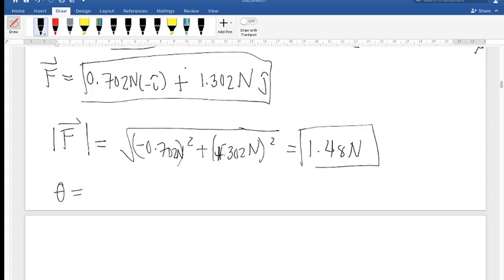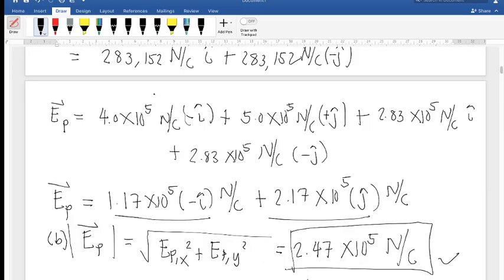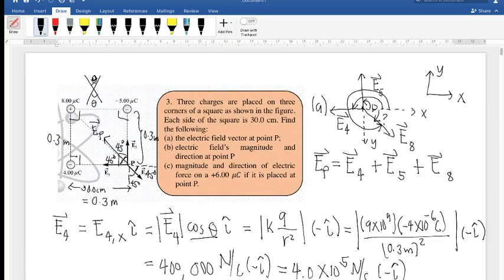Then its vector should be located in quadrant 2. Located in quadrant 2, so its angle must be between 90 degrees and 180 degrees. That is where our quadrant 2 is located. So if it is in quadrant 2, by the way, your force has the same direction as the electric field, the same location as the electric field vector at point P, right? Since our charge is positive, therefore it will go with the flow of your EP.